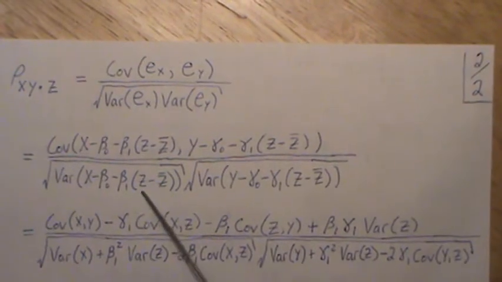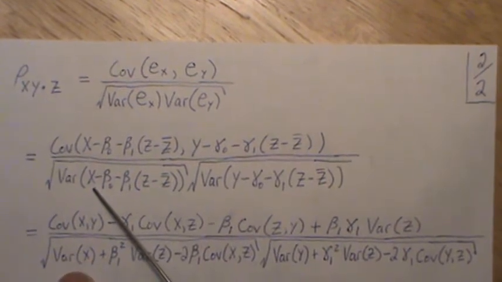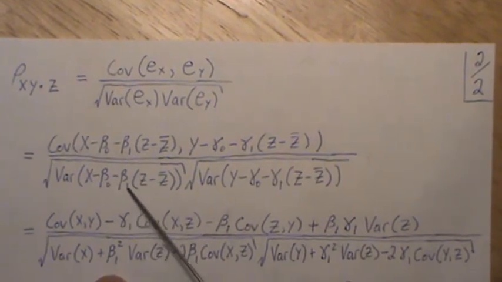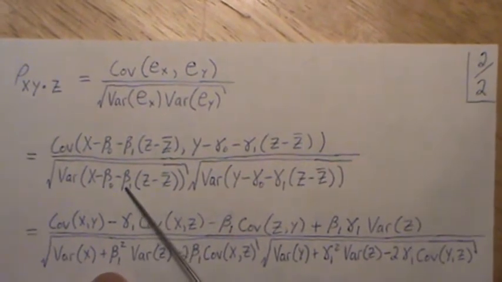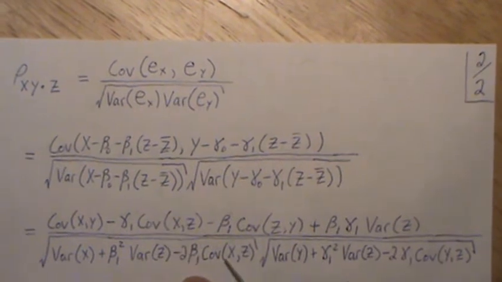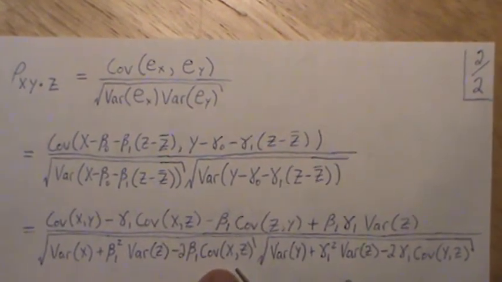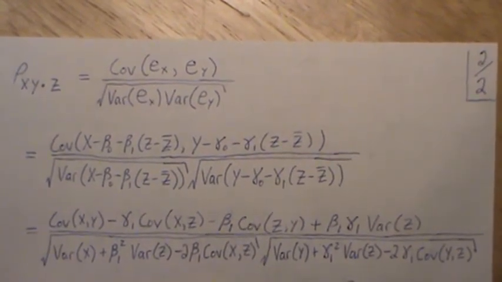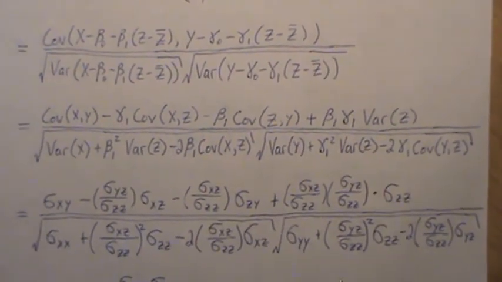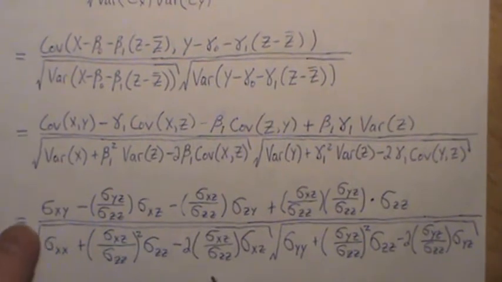Now we do the same thing here. So the variance of x, that's a constant, doesn't play a part. The beta 1 comes out squared, variance of z, and then there's going to be a covariance, minus 2 beta 1 covariance. Same way over here.